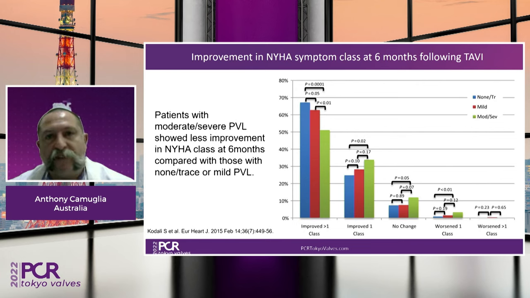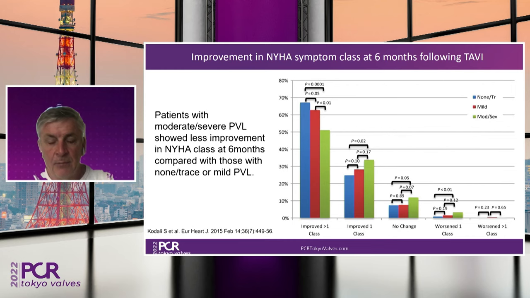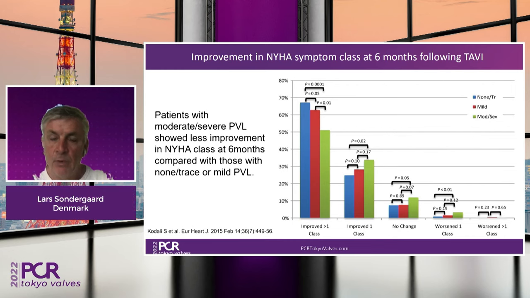So I guess I would be erring on a Navitor valve for the case that you're proposing there for those reasons. So Anthony, maybe I can just follow up on that. We have all aimed that you should avoid moderate paravalvular leak. What about mild paravalvular leak? Is that going to be an issue also as we move to patients with longer life expectancy, or is that sufficient if you can just avoid more than mild?